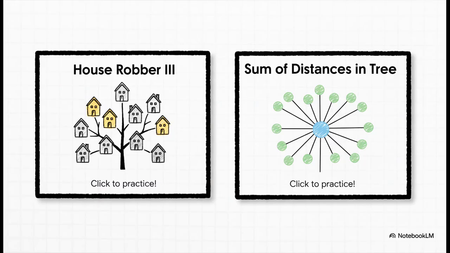Of course, the best way to get good at this is to actually practice. For the include/exclude pattern, the classic problem is House Robber 3 on LeetCode. And for rerouting, you can test your skills on Sum of Distances in Tree. I'll put links below. Seriously, give them a try.